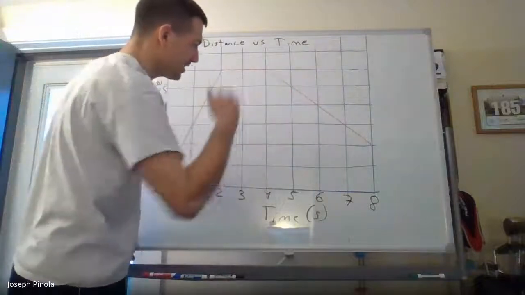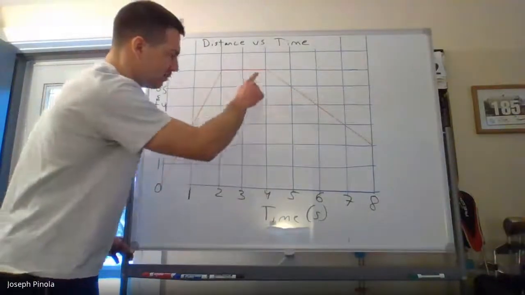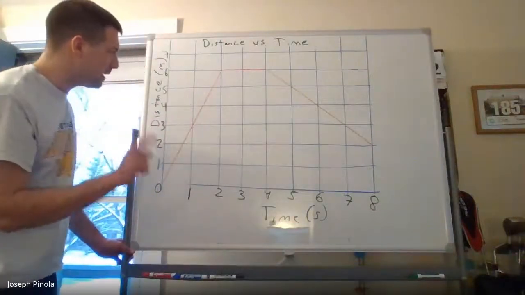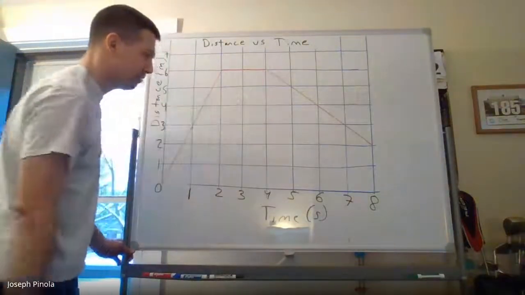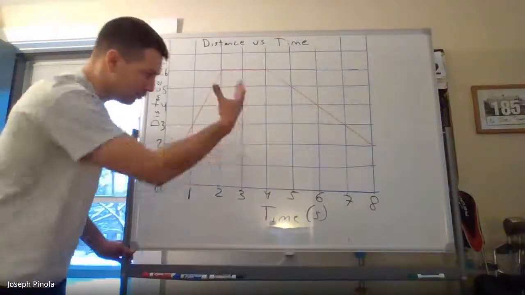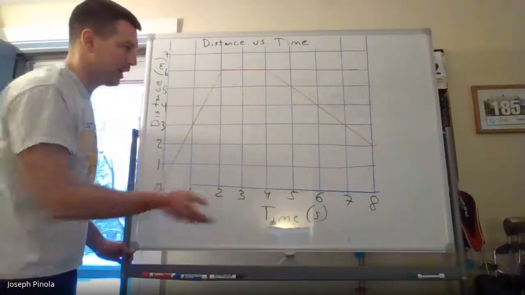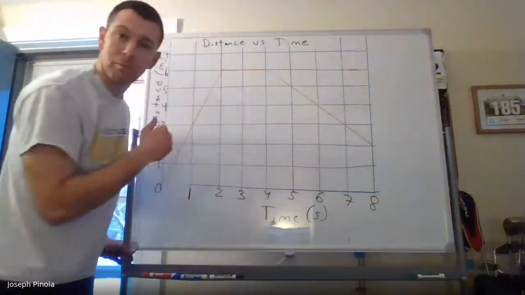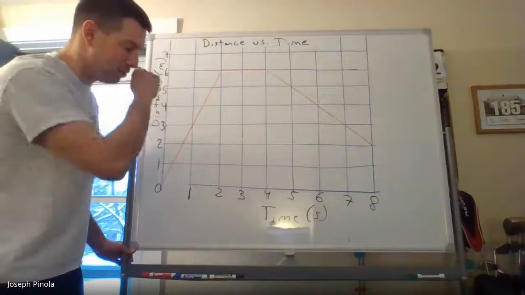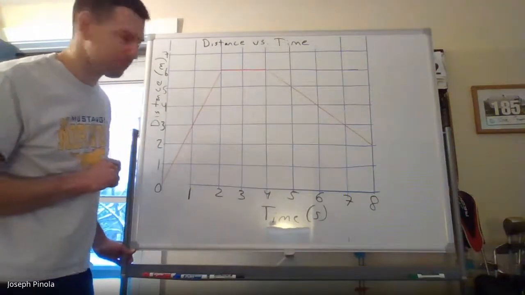Then, during this last part, the object is moving back towards the origin. Now, it doesn't quite make it there. It goes from a position of 6 meters to a new position of 2 meters, but it is moving closer to the origin. And notice it has a negative slope. That means that it has a negative speed, which means you're heading just towards the origin.